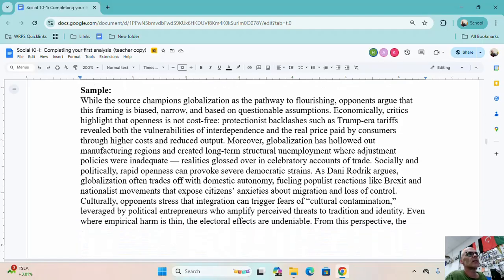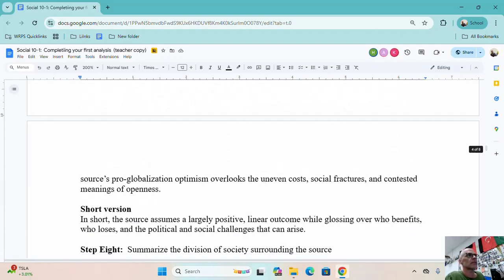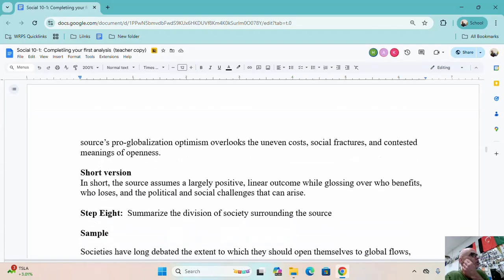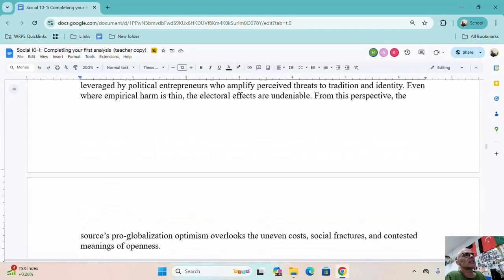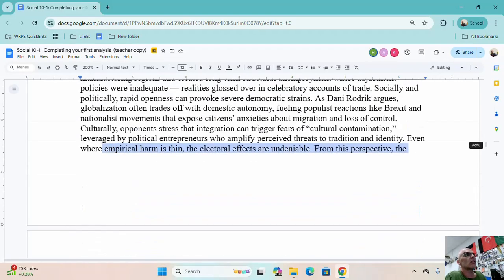So there's lots of ways to look at the complexity by looking at the lack of consensus surrounding ideas like globalization leads to flourishing. So in short, the source assumes a largely positive linear outcome while glossing over who benefits, who loses, and the political, social, and cultural challenges that can arise. So this is still like a PFE-ish level analysis that could replace all of that.